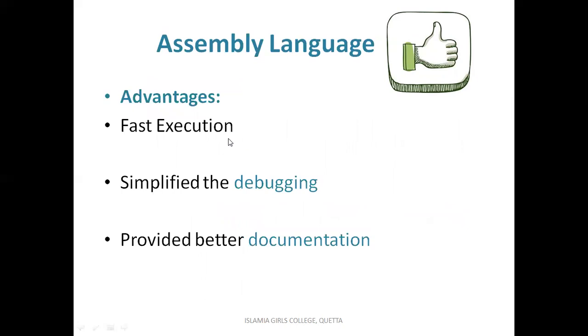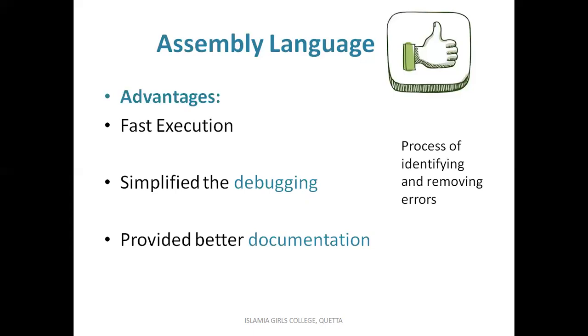Assembly language is very fast in execution. Assembly language has simplified debugging. Now, what do we mean by debugging? Debugging is the process of identifying and removing errors. When you write the code, there are chances that there will be some errors in your code. The process of identifying and removing errors in machine language was very difficult, complex, and tiresome. But as compared to machine language, the process of debugging is simplified in assembly language.